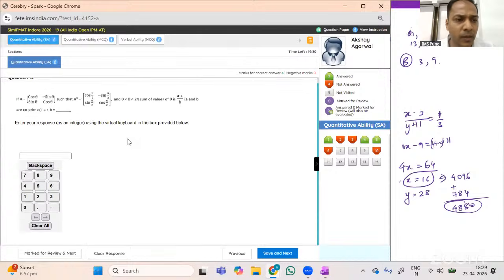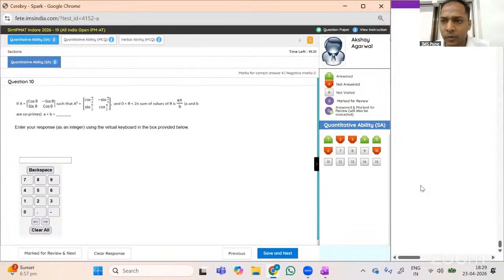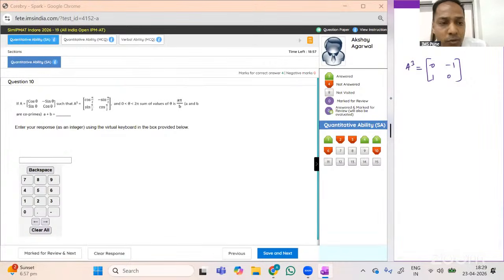Question number 10. Cos theta, sin theta, minus sin theta, cos theta, and A cube is this. So A cube. Okay. So coming back to my working. A cube is equal to cos of pi by 2, cos of pi by 2 is 0. Minus sin pi by 2, minus 1. Sin pi by 2 is 1. And cos pi by 2 is 0. So 0, minus 1, 1 and 0. This is A cube.